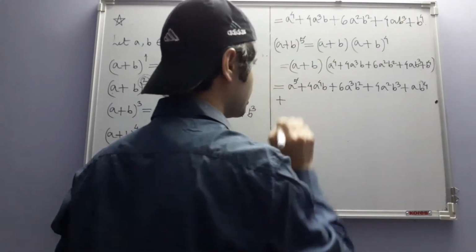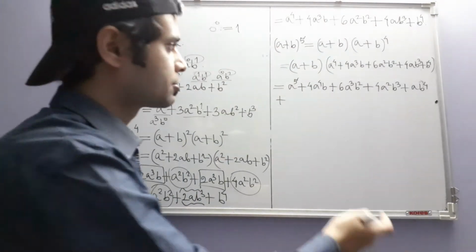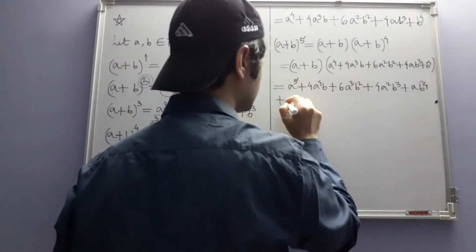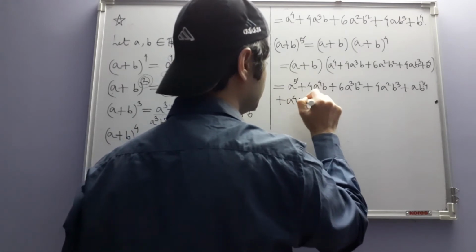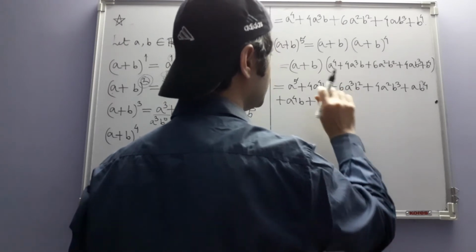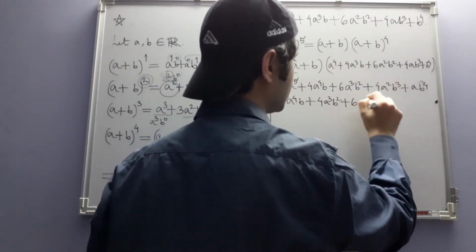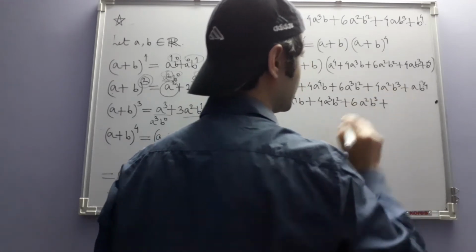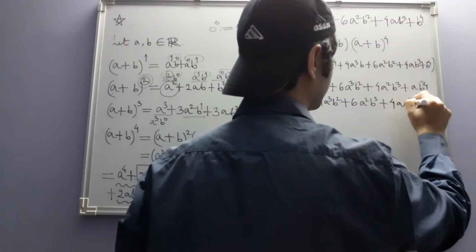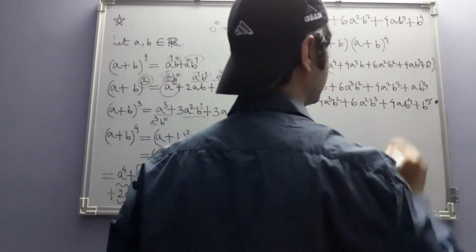Plus then I multiply by B. B I am writing on the right hand side so that we can recognize the similar terms afterwards. So here A to the power 4 B plus 4A cube B square plus B times this 6A square B cube plus B times this 4A B to the power 4 plus finally B times B to the power 4 is B to the power 5.